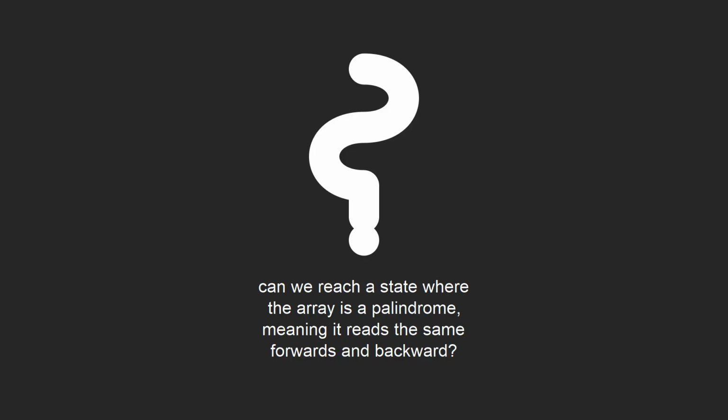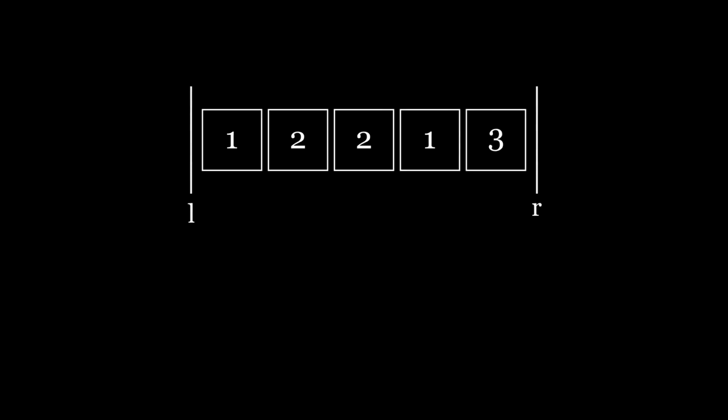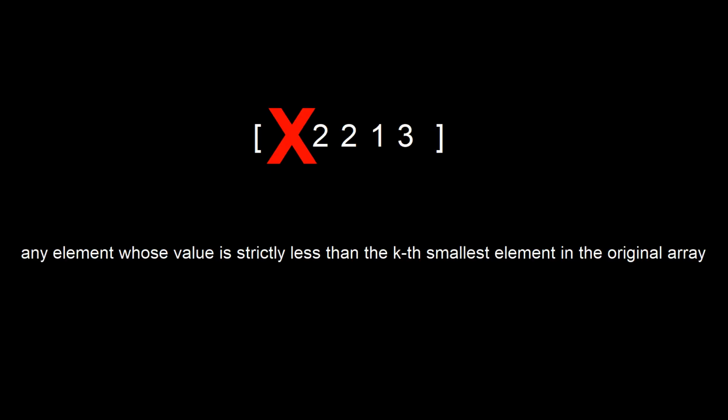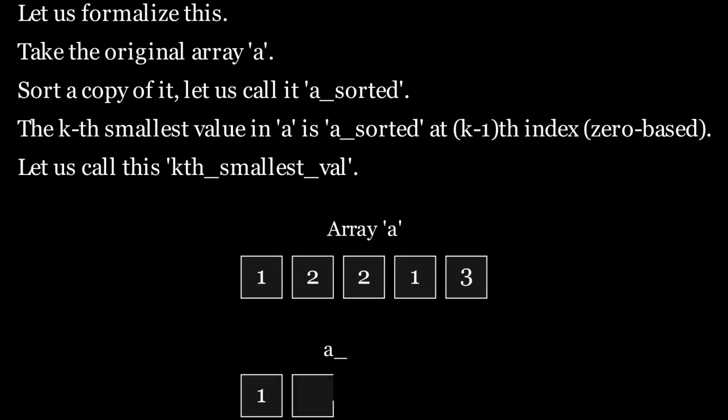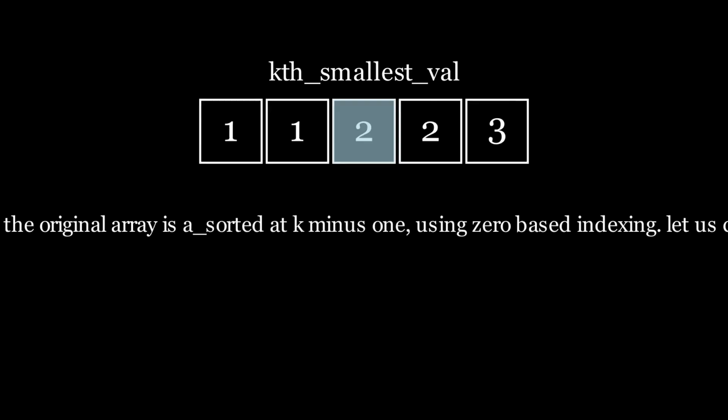This problem hinges on a crucial insight: which elements can we actually delete? The operation is tricky because it depends on the kth smallest in a subarray, not the whole array. However, consider this: any element whose value is strictly less than the kth smallest element in the original array can never be deleted. Let us formalize this. Take the original array, sort a copy of it, let us call it A-sorted. The kth smallest value in the original array is A-sorted at k minus 1, using zero-based indexing. Let us call this kth smallest val.